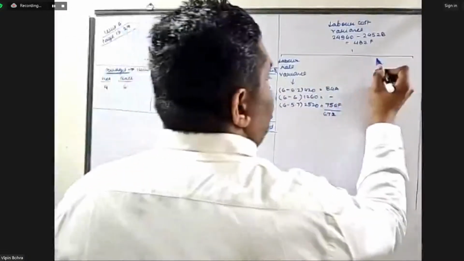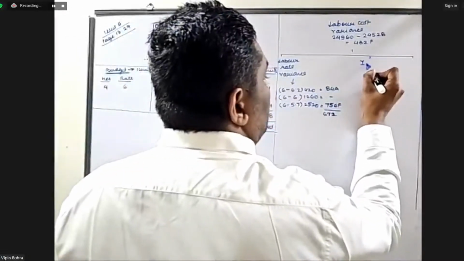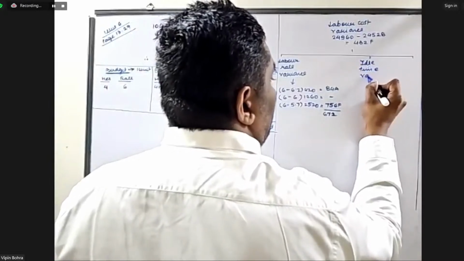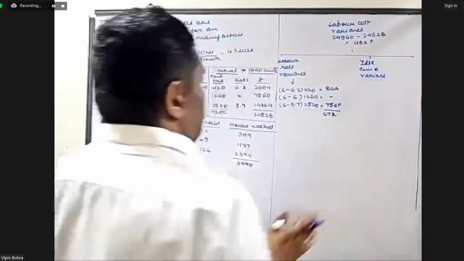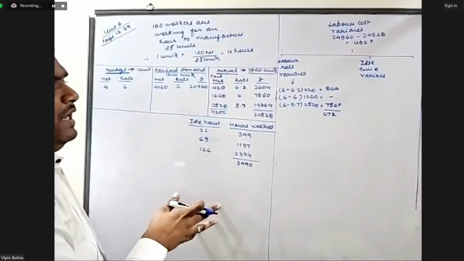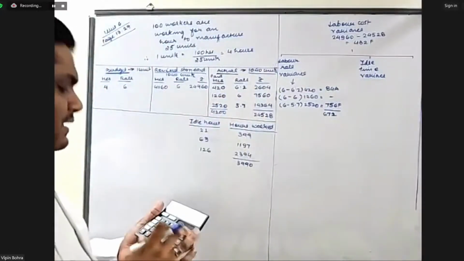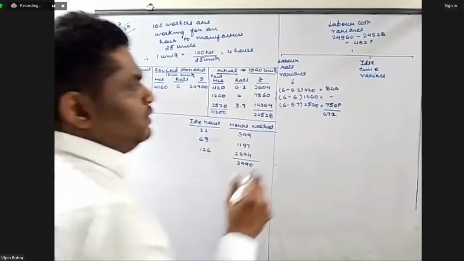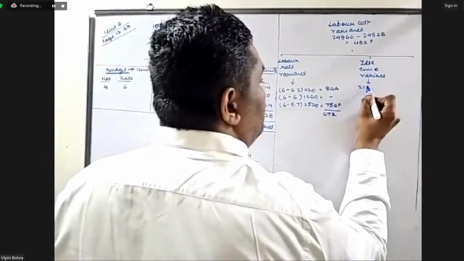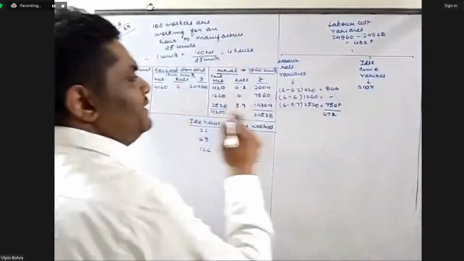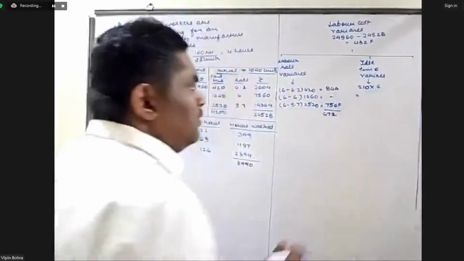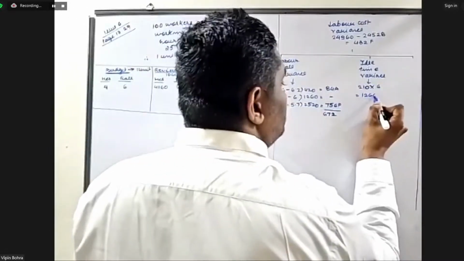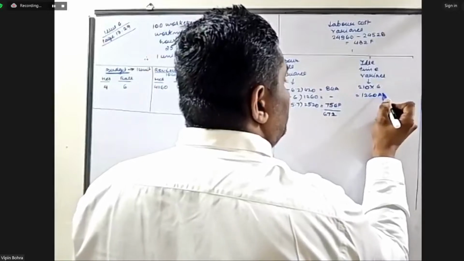Further, I'll write idle time also. See, idle hours into standard rate. So we can directly write idle hours, that is 4200 minus 3990. That is total idle hours are 210 into my standard rate, that is 6. So this will be 1260 adverse. This will always be adverse.